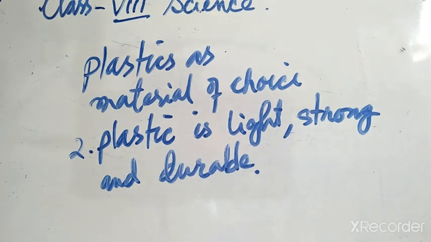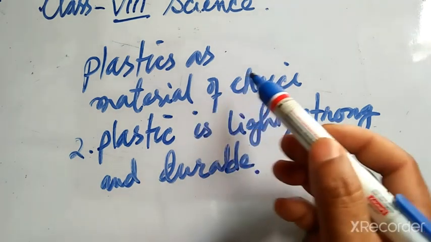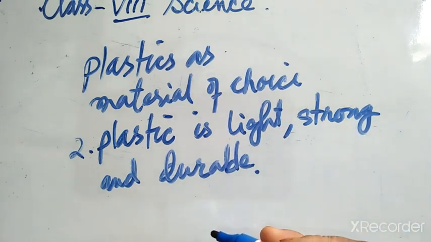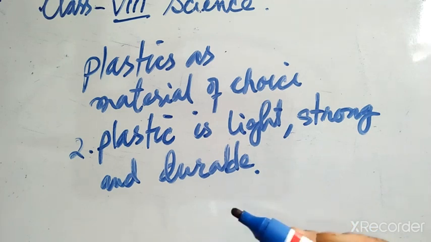Plastics are poor conductors of heat also. We had been discussing plastics as material of choice. Plastic is light, strong, and durable, and most of the containers we use at our home are made from plastics because they are quite strong, light, and durable.